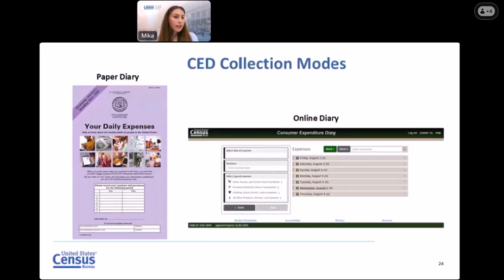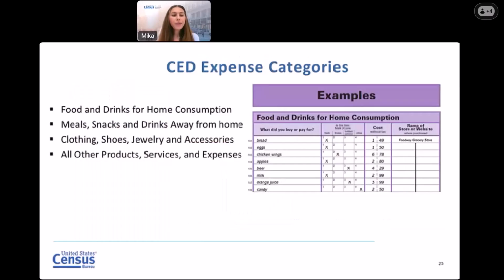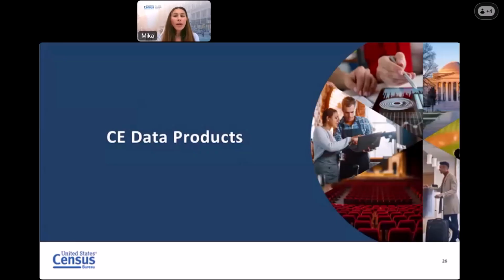On the left is a screenshot of our paper diary, and on the right is a screenshot of our online diary. And these are the 4 expense categories that are covered in the Diary Survey. We do capture big expenses like a mortgage payment, but it's also the real nitty-gritty expenditures. Like if you bought chewing gum at the grocery store, that's going to be captured in that 2-week period in one of our diaries. So I'm going to pass it off to Samantha, and she's going to talk a little bit about our CE data products.